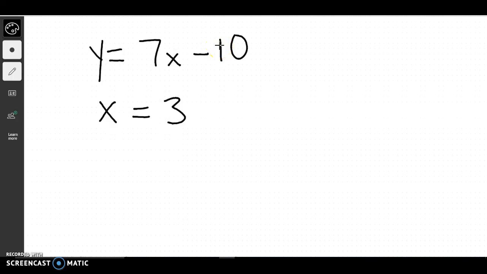Okay, so today we're going to learn a new method than we learned yesterday. So again, we're going to solve systems of equations, but this time we're not going to solve them by graphing. And here's why.